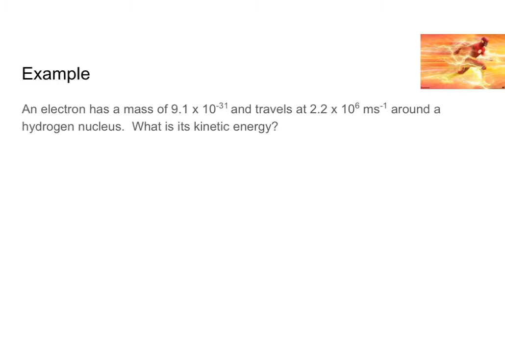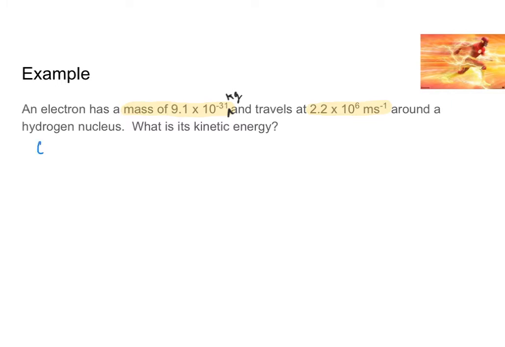In this example problem, you are going to figure out the kinetic energy of an electron. An electron has a mass of 9.1 times 10 to the negative 31st, and you can see I made a little mistake here and forgot to write in kilograms, but that's what our units are going to be in. And it travels at a speed of 2.2 times 10 to the 6th meters per second around a hydrogen nucleus. What is its kinetic energy?